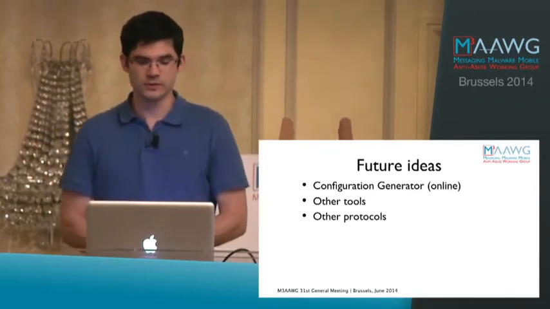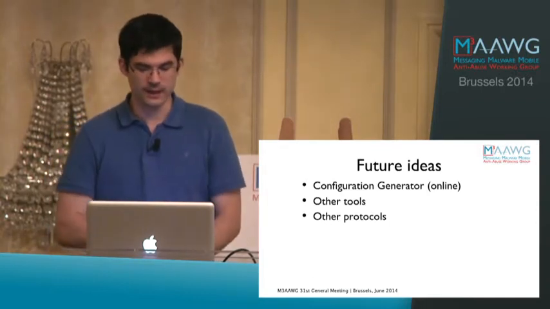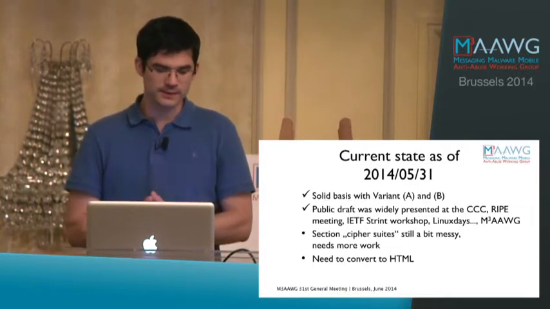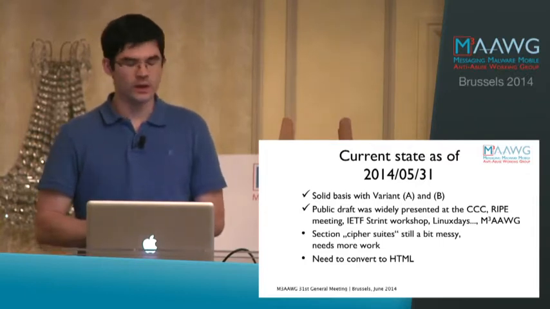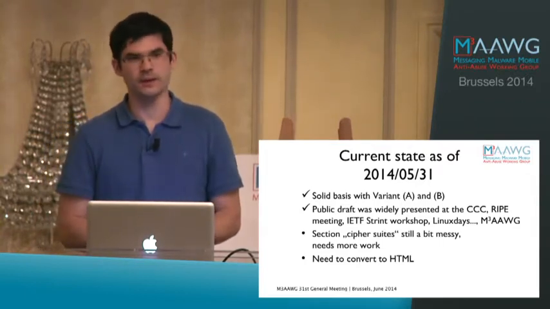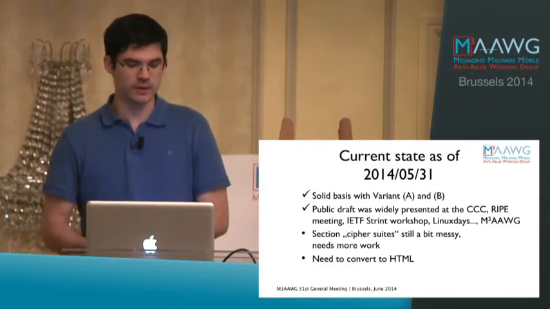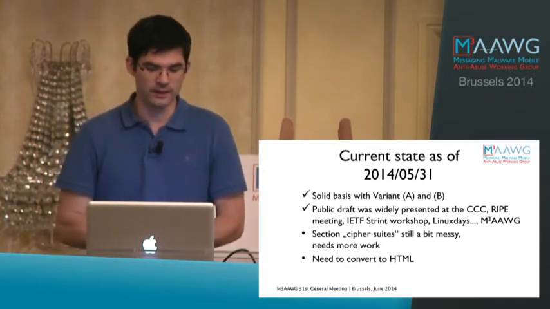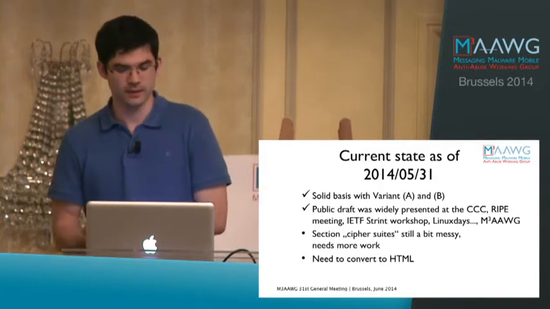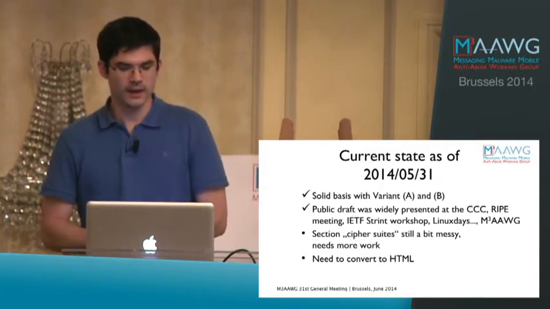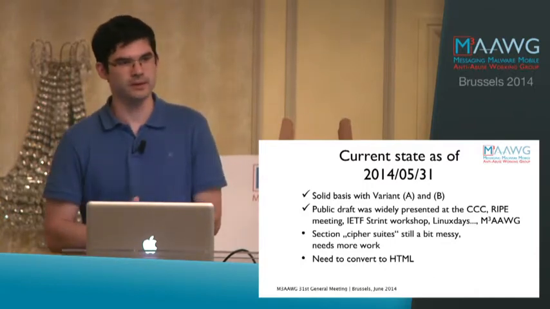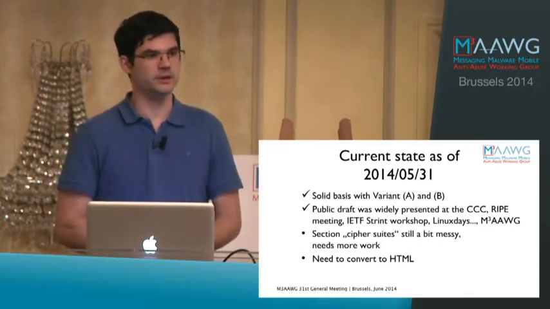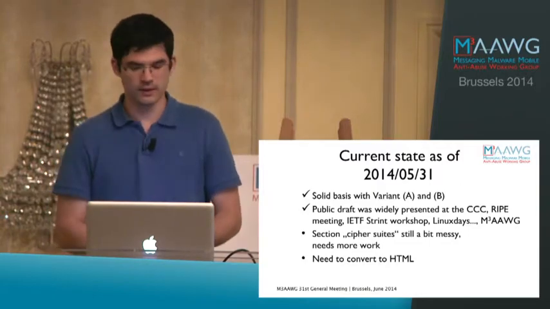We are also willing to introduce new tools and new protocols as we extend the paper and continue to keep it updated. So the current state, at least end of May: we now have a solid basis for cipher suite A and B. We are now convinced for both. Discussions are quite close. We got nice publicity at a few conferences like this one, and we are really glad to be able to present our work. We are still working on a few sections that need to be rewritten, and then the conversion to HTML to have a nice copy-paste version that we want soon.